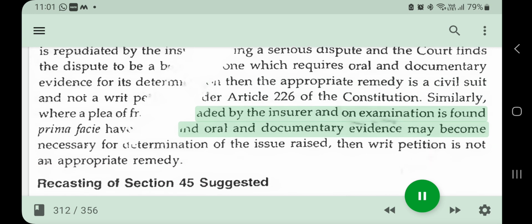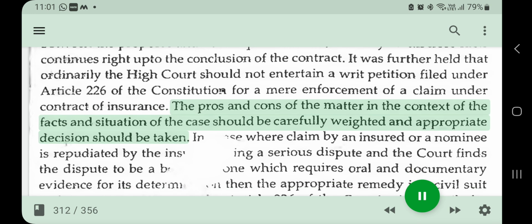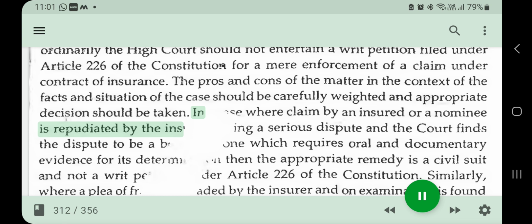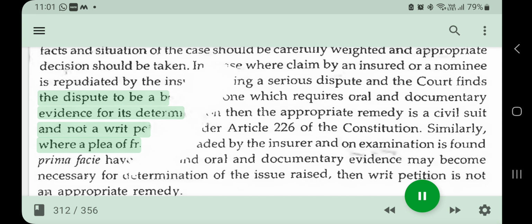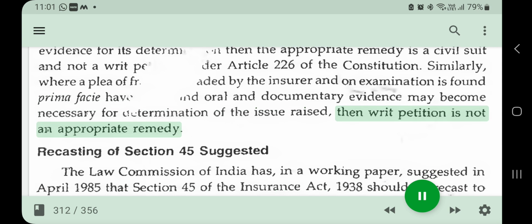Similarly, where a claim is repudiated by the insurer and examination requires oral and documentary evidence, the pros and cons of the matter in the context of the facts and situation of the case should be carefully weighed and an appropriate decision should be taken. Where a plea of fraud prima facie requires evidence for determination of the issue raised, then a writ petition is not an appropriate remedy.